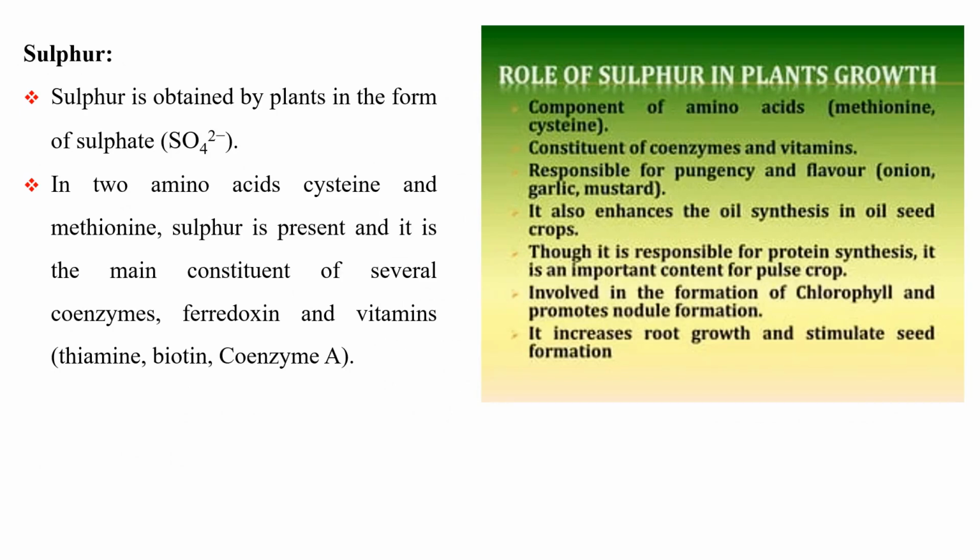Sulfur. Sulfur is obtained by plants in the form of sulfate ions. In two amino acids, cysteine and methionine, sulfur is present and it is the main constituent of several coenzymes, ferredoxin and vitamins.